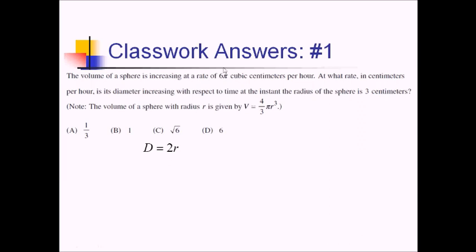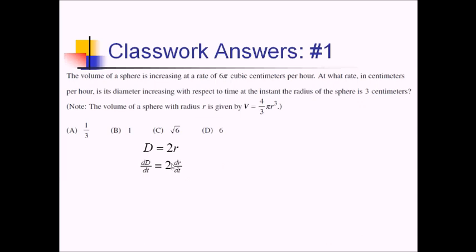We've got multiple rates of change in this problem. We have a volume rate of change. We have a diameter rate of change. So implicitly differentiating this, we've got dD/dt equals 2 times dr/dt. So if I know the rate of change of the radius, I could figure out the rate of change of the diameter. It's going to just be twice the rate of change of the radius.